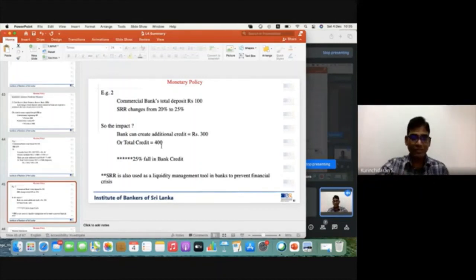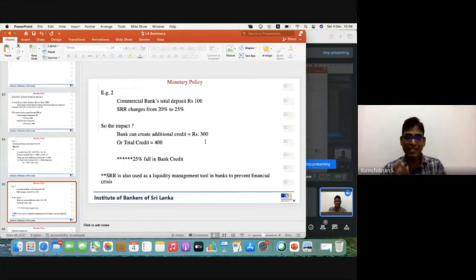And also a very important item here: the SRR is also used as a liquidity management tool in banks to prevent financial crisis. What do we mean by SRR? It's just statutory reserve requirements. The banks have to hold this reserve at the central bank. In a liquidity issue, the central bank will give a concession to these banks: okay, you can get the money from your reserve account and manage your liquidity.